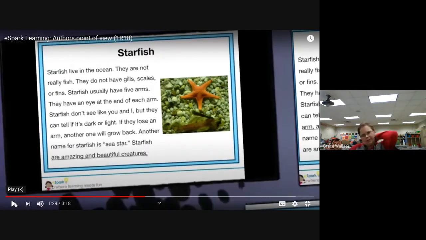Okay, so let's pause it here and think about, what do we think the author thinks about starfish? What's their point of view? What do they think or feel or believe about starfish? They said to look for those feeling words. So I can see amazing, they're amazing, they're beautiful. So I'm thinking that the author thinks that starfish are truly unique animals. They think they're really amazing. That's my thought process. What do you think?